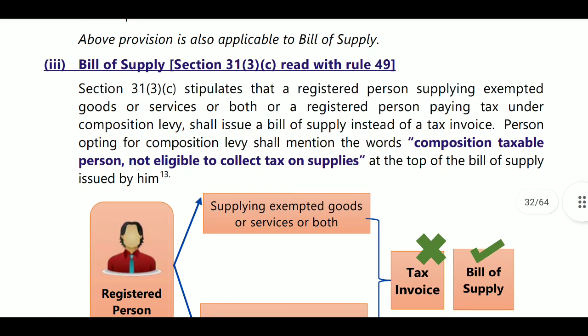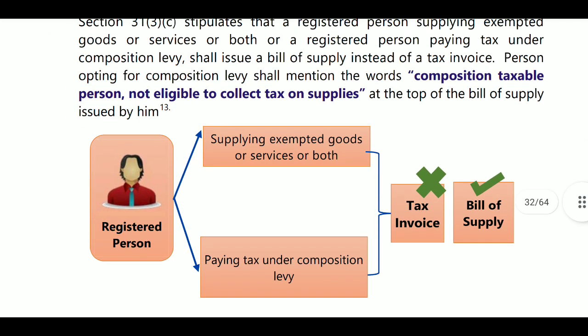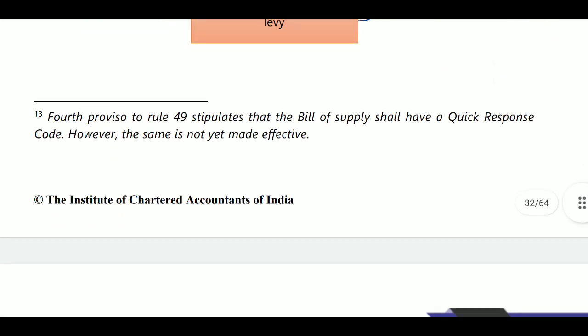Next, bill of supply. What is this bill of supply? Where a registered person supplies exempted goods or services or both, or pays tax under the composition scheme, then he is not required to issue a tax invoice; he is required to issue a bill of supply. This is related to bill of supply.